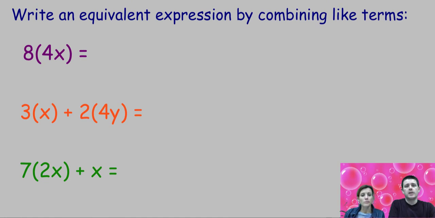Now let's do the same thing, but let's use some multiplication in our problems. So 8 on the outside of our parentheses, when there's nothing in between them, tells us that we're really multiplying. So it's really 8 times 4. 8 times 4 is 32. And the x comes along for a ride.